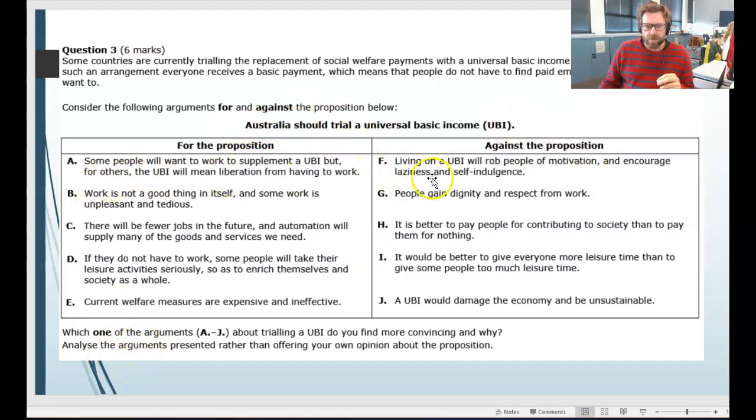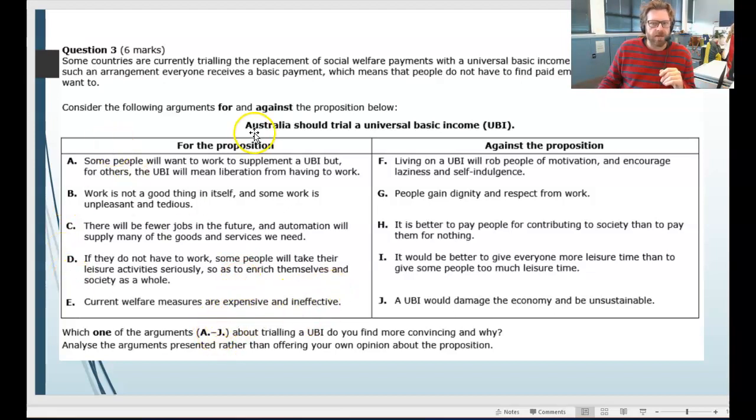Okay, now here are the statements that you've got to identify, to just go through quickly and read. And now your task is here. Which one of the arguments from A to J about trialling a UBI do you find more convincing, and why? Analyze the arguments presented rather than offering your own opinion about the proposition. Okay, so it's really clearly asking you to utilize what is given in this question and not go beyond it. Okay, and it's also asking you not to say which one you think is the best based on your personal belief. It's asking you to put forward an argument to justify why you think one statement here is stronger than some or all of the other statements there. Okay, or what is the strongest reason?